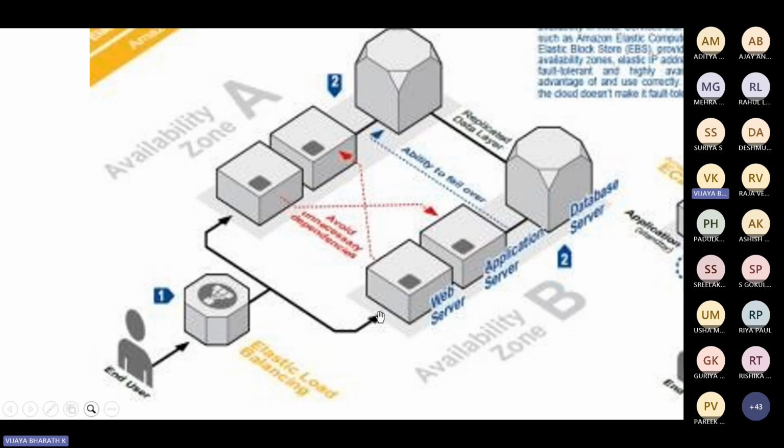If something goes wrong with the VM in availability zone A or B, the other availability zone will provide you the access so that your web application does not go down. Okay.